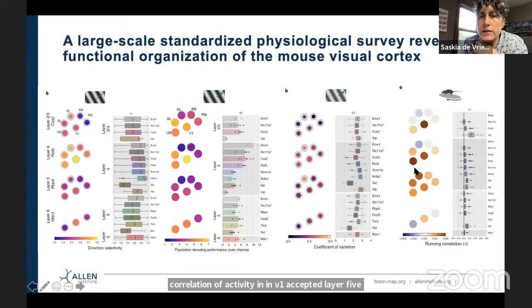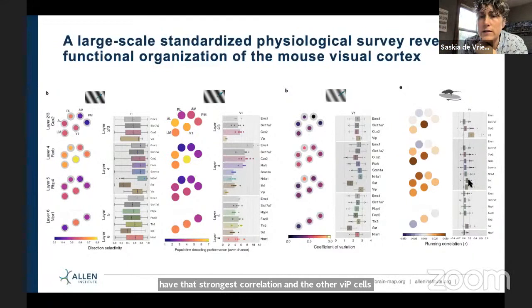And then if we look across the cell types, perhaps not surprising, we see that VIP has the strongest correlation with the mouse's running speed, but really somatostatin cells do as well. It's layer 2-3 VIP cells that actually have the strongest correlation, and the other VIP cells in deeper layers are still correlated, but less prominently.